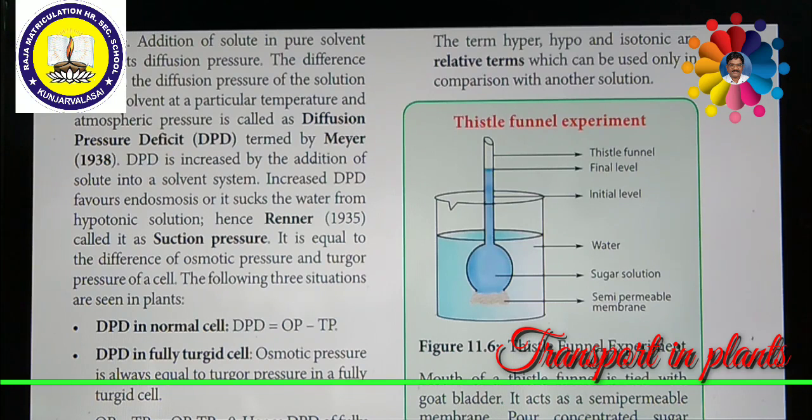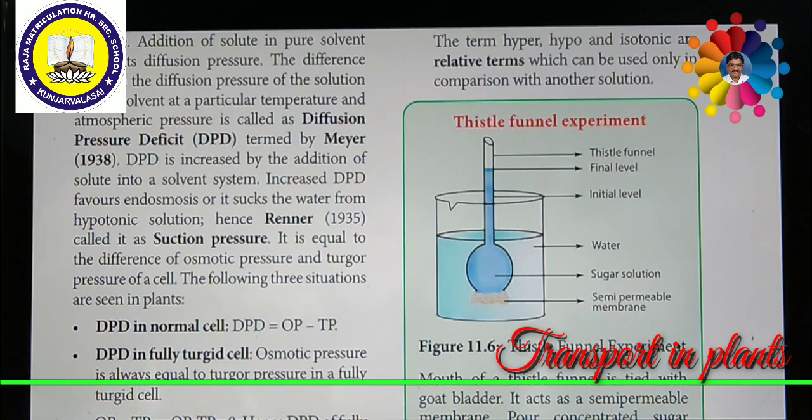What is endosmosis? Endosmosis is defined as the osmotic entry of solvent into a cell or a system when it is placed in pure water or a hypotonic solution. For example, dry raisins placed in water will swell. Similarly, kismis, dry grapes, if kept in milk, will swell. So this is an example of endosmosis.